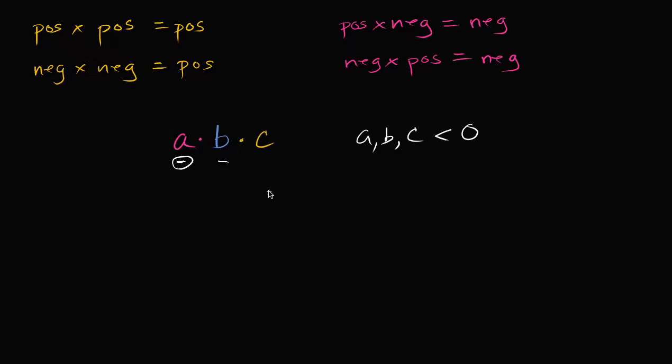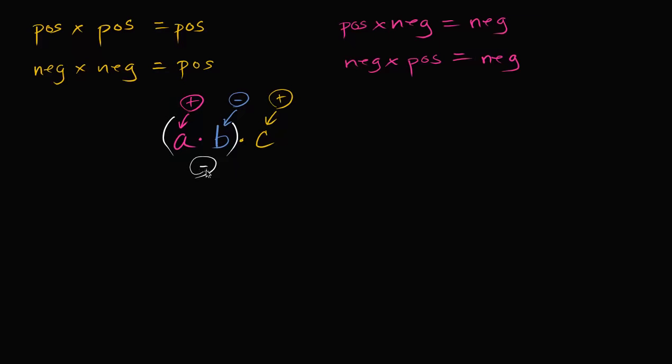Now, there are other ways that I can make the product negative. Let's say that a is positive, b is negative, and c is positive. Well, here, positive times a negative, if you do this first, is going to give you a negative, and then a negative times a positive, different signs, is going to give you a negative. So this whole thing is going to be a negative.